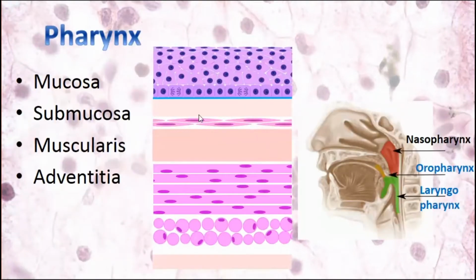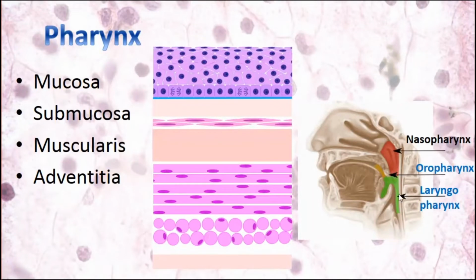It has mucosa, submucosa, muscularis, and adventitia. So it's more similar to the organs of the digestive system. The muscularis of the pharynx is formed by skeletal muscles which are voluntary, and they participate in swallowing, and we can control them with our mind. And there are differences in different parts of the pharynx.